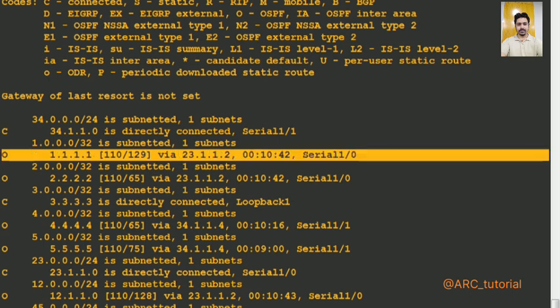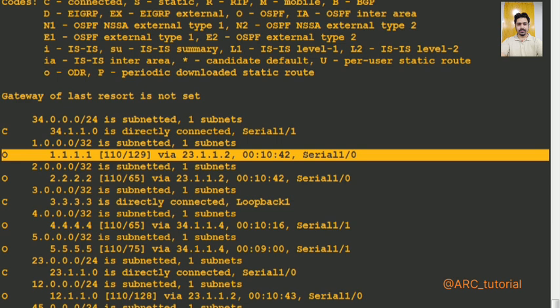And this time you can see that this ABR, R3, does not have any prefix as inter area because it is connected with all areas. However, it has some summary LSAs too, but it will not install them inside its routing table because intra area is always preferred over inter area. So here you can see that on R3 all prefixes are coming as intra area because it is participating in area 0 as well as in area 1. If you are having any problem, please let me know.